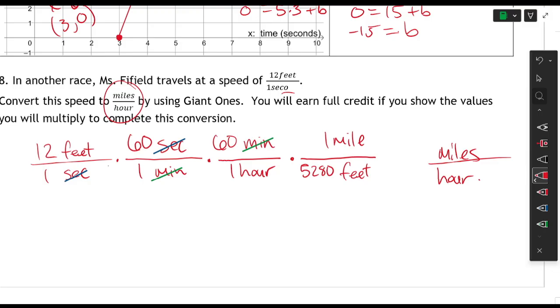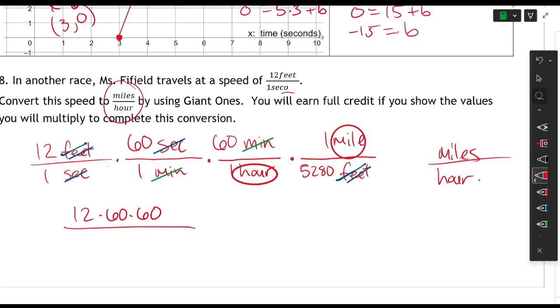So taking a final look at this, you can see that this is great. I've got feet in the denominator, and those are going to cancel with the feet in the numerator. The only units I have left in the entire problem are miles on top and hours in the denominator. So whatever this number is, it's miles per hour. Now, what's the number? In the top there's the number 12, and I have to multiply that by 60, and by another 60. And in the denominator there's 5,280.